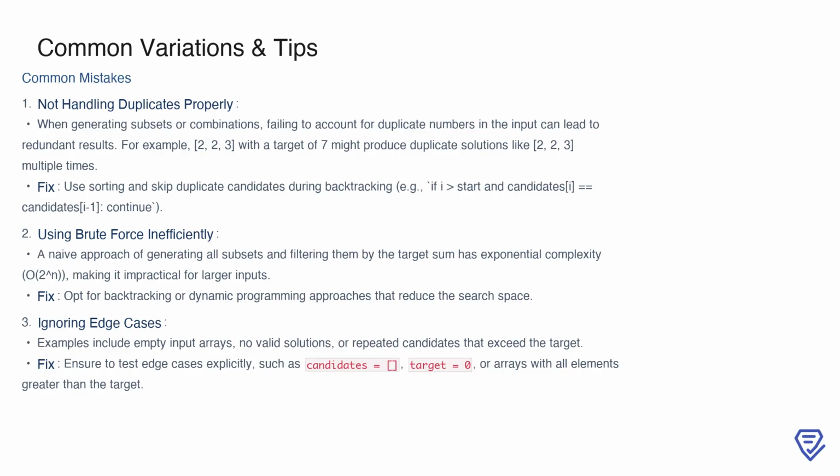Another common pitfall is relying on brute force methods, such as generating all possible subsets and then filtering by the target. This approach has exponential time complexity, which becomes impractical for larger inputs. Instead, use backtracking or dynamic programming to narrow the search space more efficiently. Lastly, it's easy to overlook edge cases, such as an empty input array, no valid solutions, or repeated candidates that exceed the target. Always test these scenarios explicitly to ensure your solution is robust.